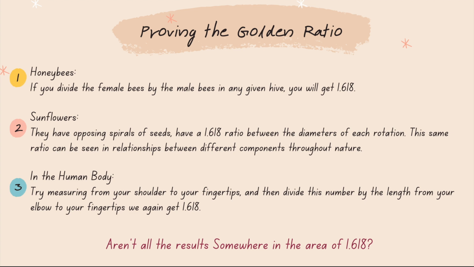Proving the golden ratio. For any beehive, if we divide the number of female bees by the male bees, we will get 1.618, which is the golden number. Sunflowers have opposing spirals of seeds that have 1.618 ratio between the diameters of each rotation, giving us the golden number. The human body, if we measure from our shoulder to our fingertips and then divide this number by the length from our elbow to our fingertips, we'll get 1.618. So, don't all these things prove the golden ratio?